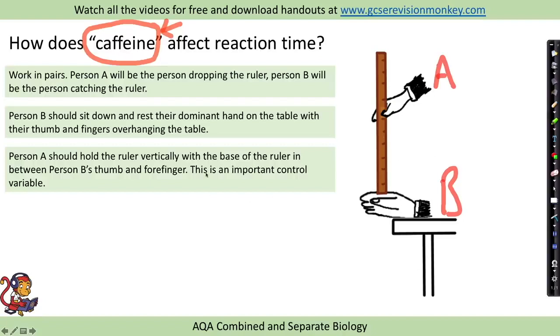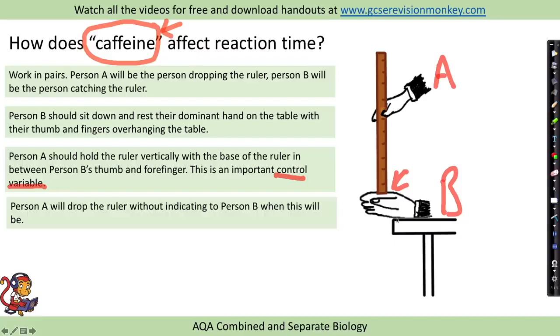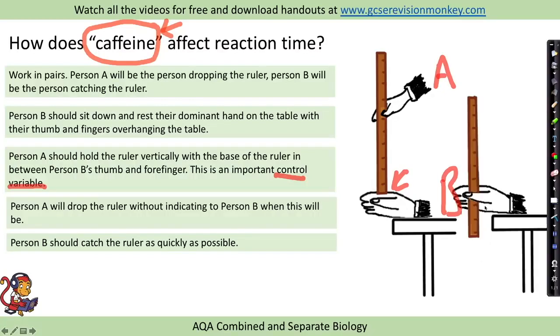This is an important control variable because you need to make sure that you drop the ruler from the same height every single time. Person A will drop the ruler without indicating to person B when this will be, and person B should catch the ruler as quickly as possible. If the ruler falls through just a short distance, this would indicate a fast reaction time, and if the ruler fell through a longer distance, that would indicate a slow reaction time.